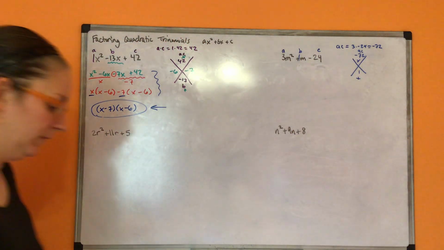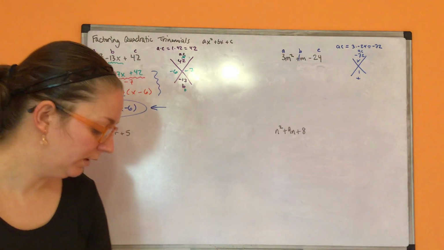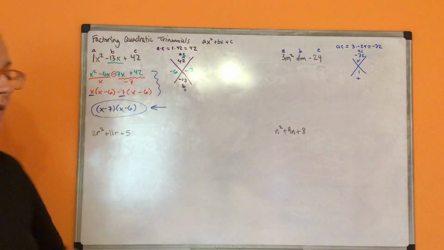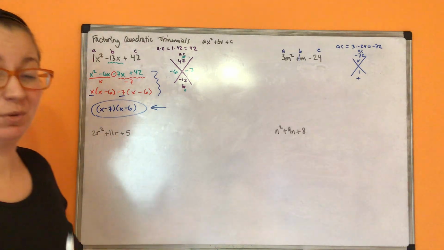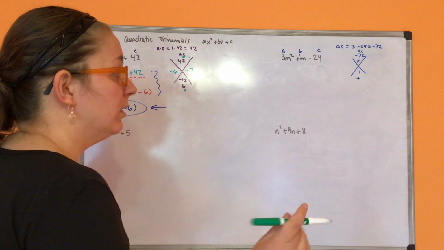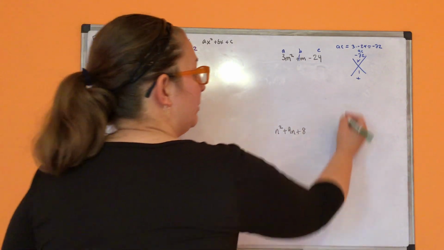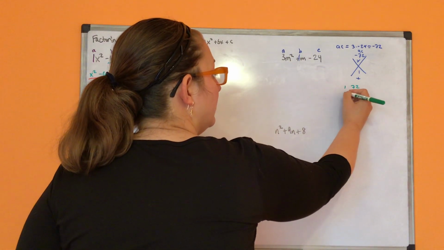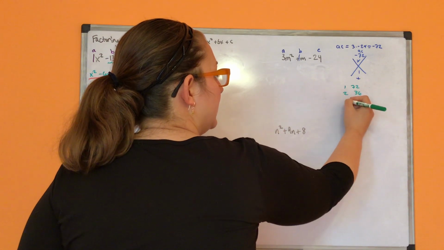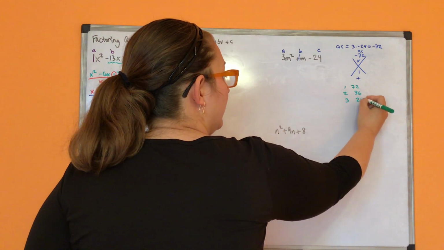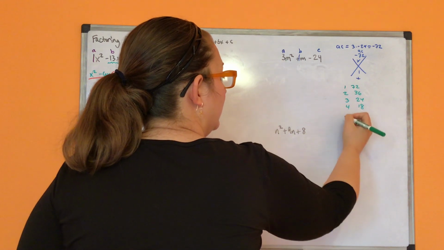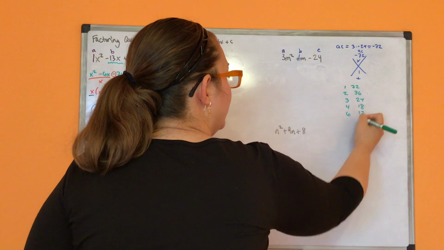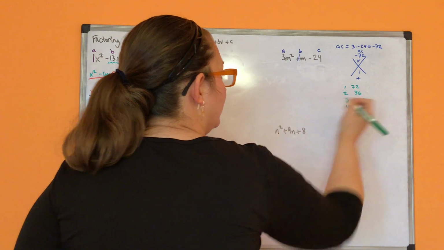So I will put a factoring sheet on Canvas that has all of your factors of numbers between 1 and 100. If you're not a super great rock star, that's okay. A lot of people aren't. So how can I get to 72 by multiplying? I can do 1 times 72, 2 times 36, 3 times 24, 4 times 18, 6 times 12, and 8 times 9.